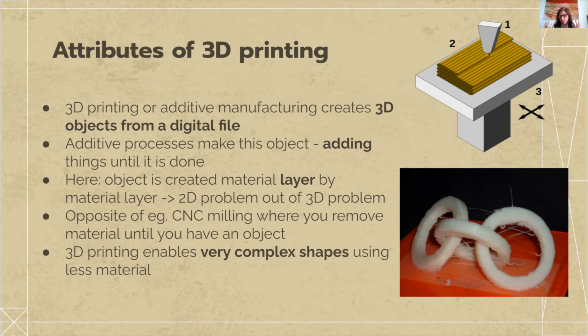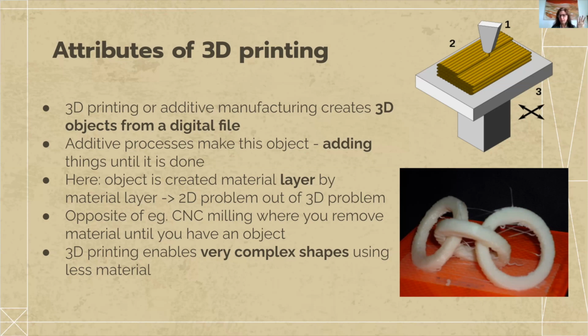That's the large difference between them. And as you can see on the picture on the upper right, this is one of the variations that's very common, and I would recommend for schools. You just have a plastic that you melt, and then you add it layer by layer by layer. By adding layer by layer, you create a two-dimensional problem out of a three-dimensional problem, which makes it much, much easier.